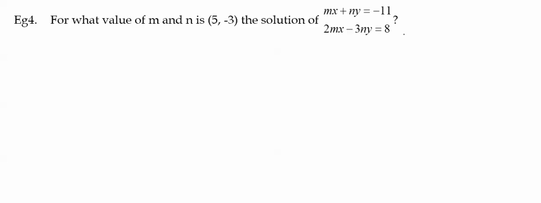Question number 4. For what values of m and n is 5 and negative 3 the solution of the following system? They are not asking you to solve for x and y. They actually gave us the answer for x and y. Here is the answer for x, and here is the answer for y.